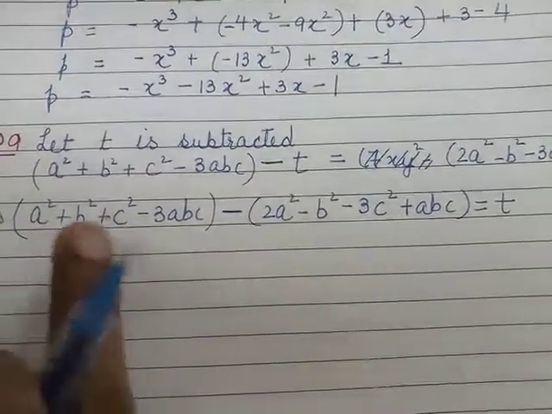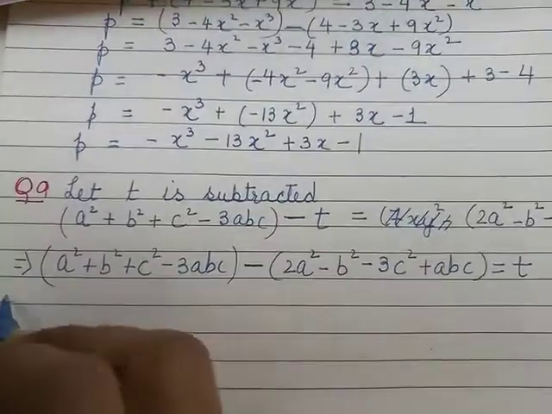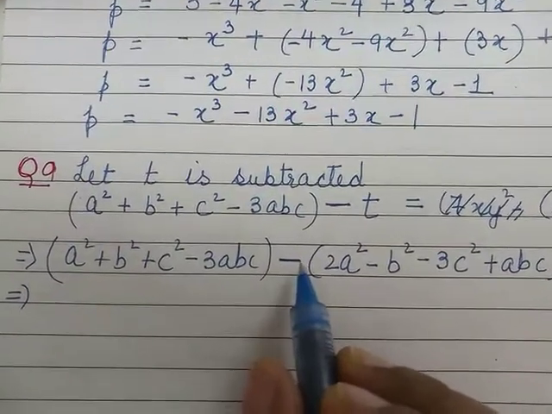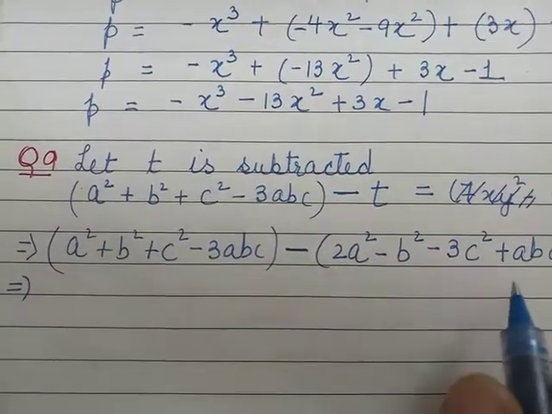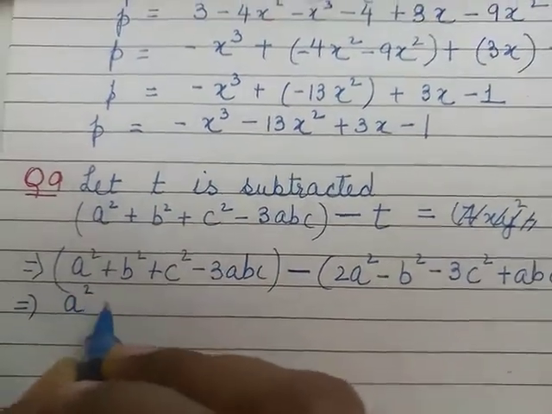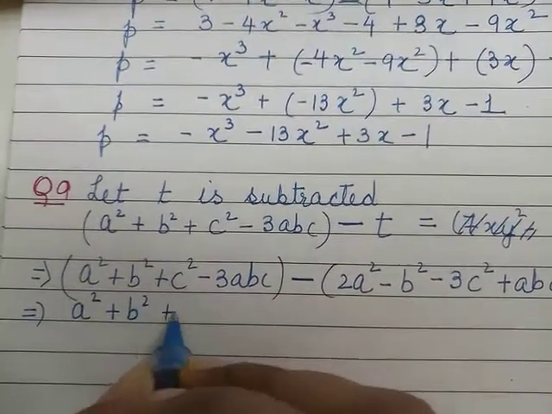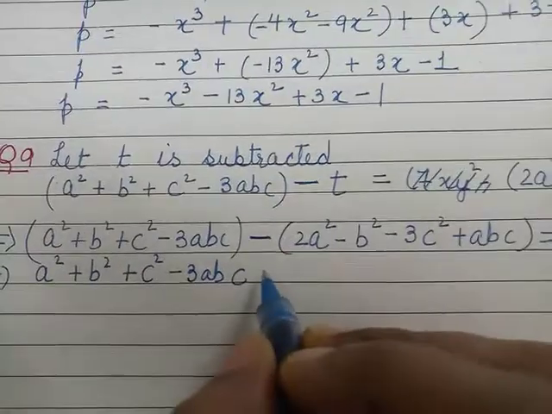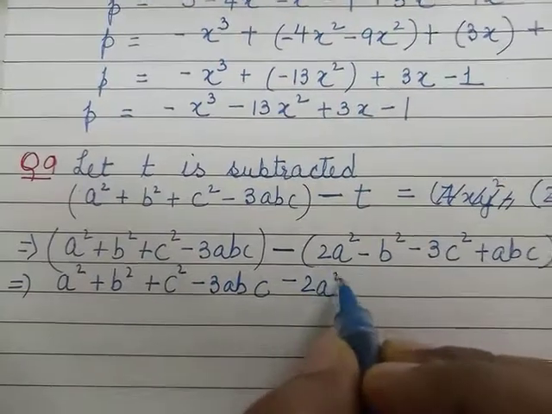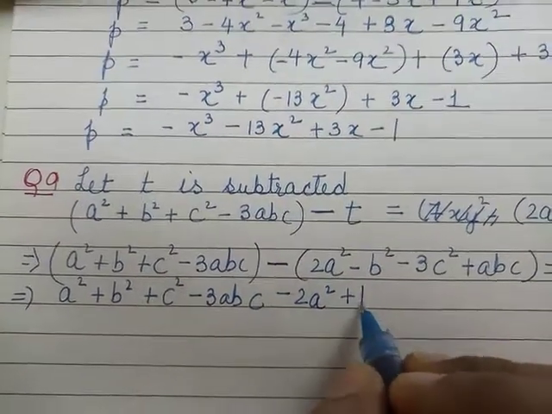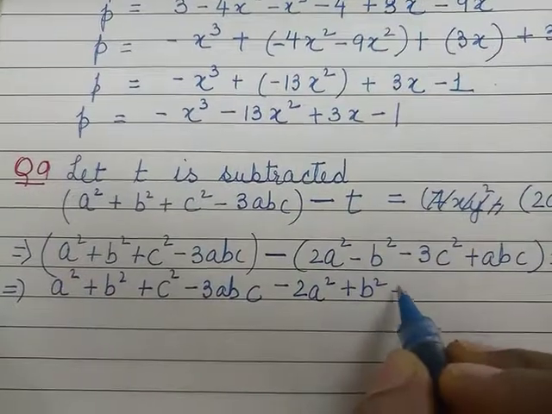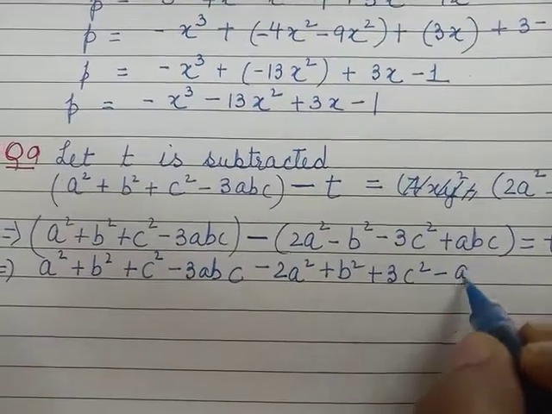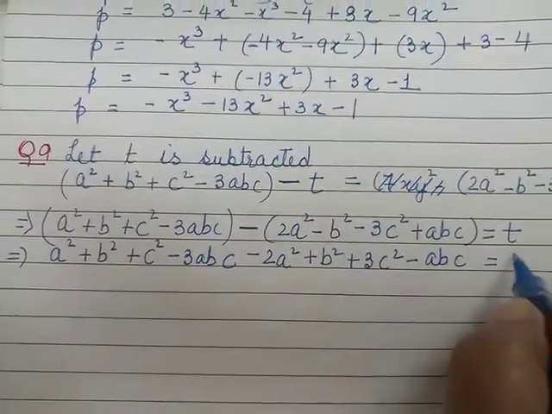Now we subtract these two expressions. Firstly I open the bracket, and as we have a negative sign before the bracket, we change the sign of each and every term inside the bracket. So we copy down the first expression as it is. Now we change the sign. We have minus 2a square. This minus minus will become plus b square. This minus 3c square will become plus 3c square, and this plus abc term will become minus abc is equal to t.